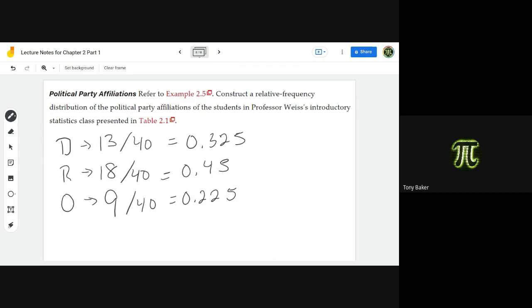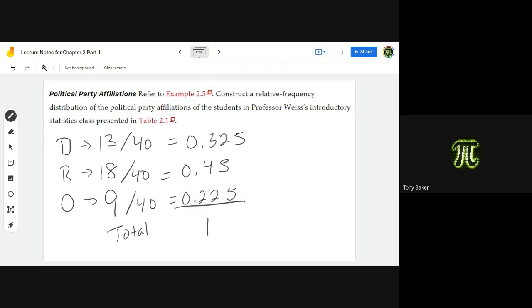As long as they add up to 1 in the decimal, we're good. So if we add those up, 0.325 plus 0.45 plus 0.225, we get 1. So we know they added up correctly, so we know we did our calculations correctly. Odds are, if you're going to screw it up, you're not going to screw up more than one of them that's going to then come out to be one. You're probably going to screw up one of them, and it's going to screw up the total count there. So you'll be able to catch your mistakes. Okay.